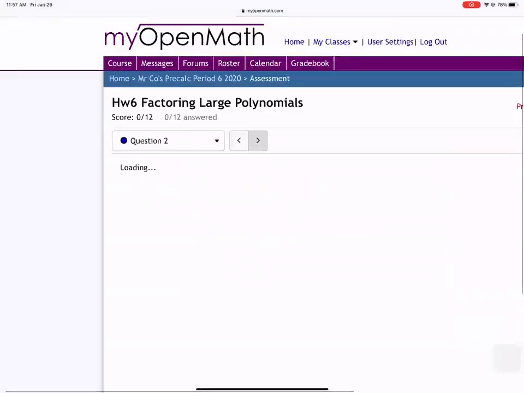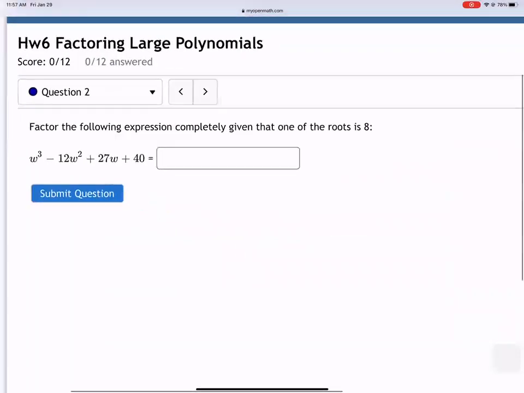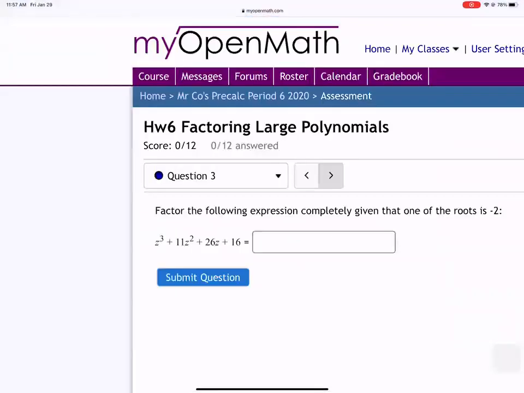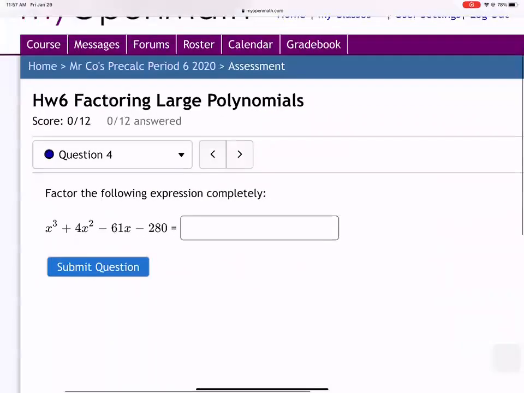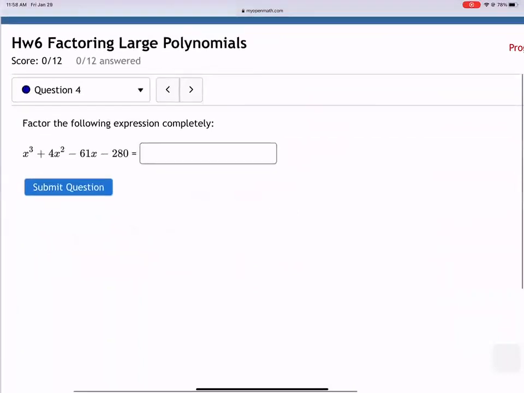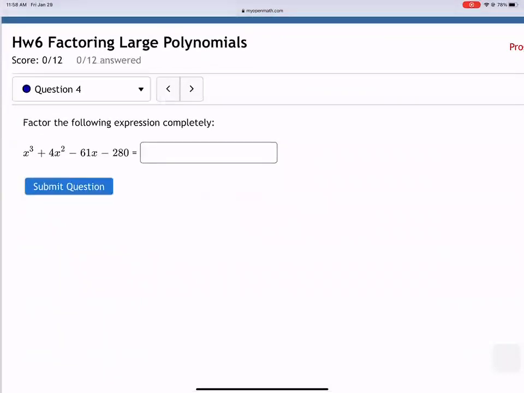Let's go and look at the next question. The next question is very similar. Look, they told you the root is 8. Great. Nice. Now this one here, question 4, they do not tell you the roots. That means you have to then look for those roots. Which of those possibilities would be the roots? You might be guessing a couple of times, but that's part of the skill.